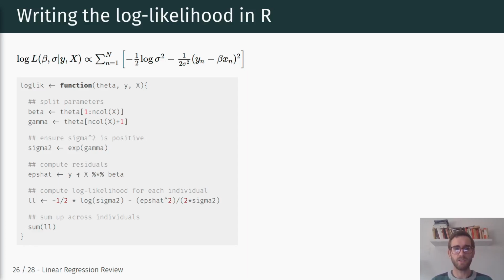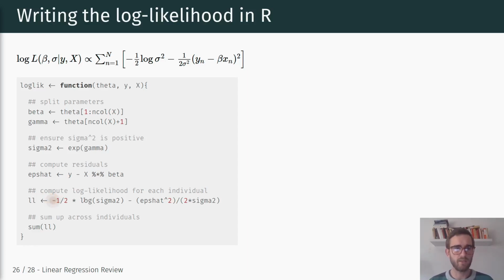Then the next thing is we have to compute our residuals, epsilon hat, and that's just y minus x times beta, based on the data that we observe. And then we compute the log likelihood for each observation. And this is just plugging this equation into R, okay?